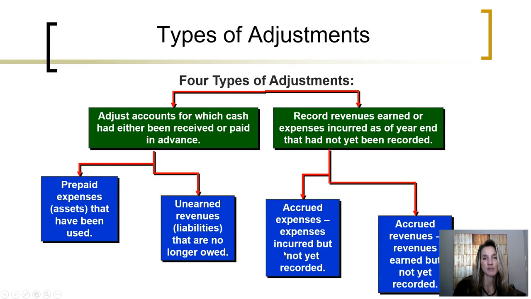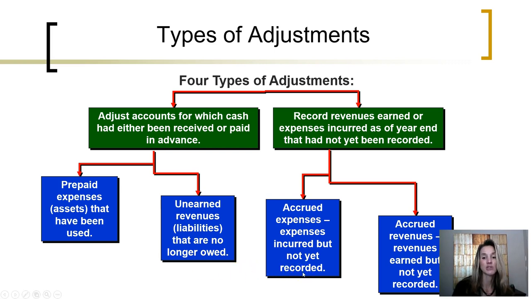When doing these adjustments, there are really 4 types of adjustments that we need to look at. The first types are to look at prepaid expenses or assets that have been used. For example, the prepaid insurance example we just looked through. When we prepay insurance, we are creating an asset. We need to look to see if any of that asset has been used up as an expense during the period. The second type of adjustment is to look at unearned revenues, liabilities that we no longer owe.